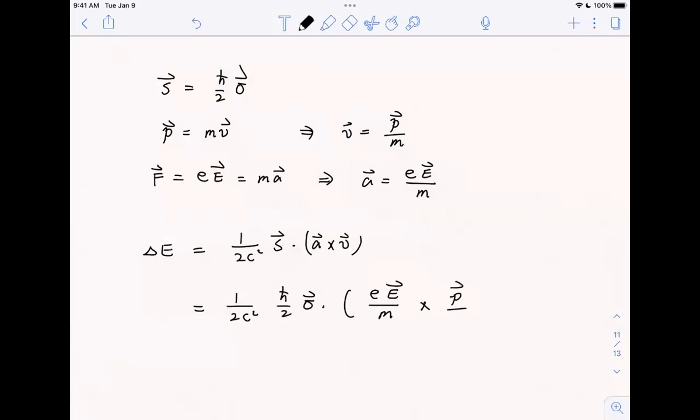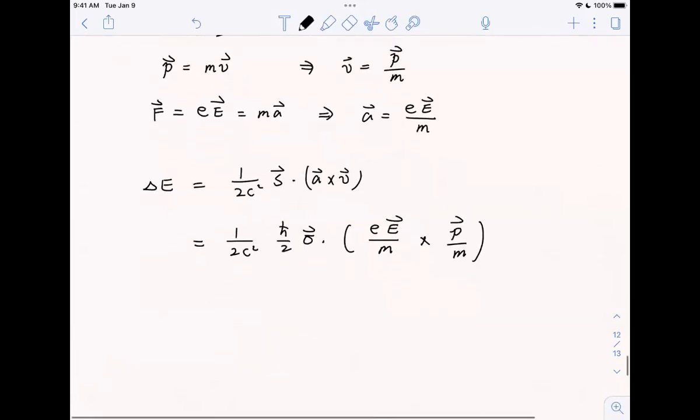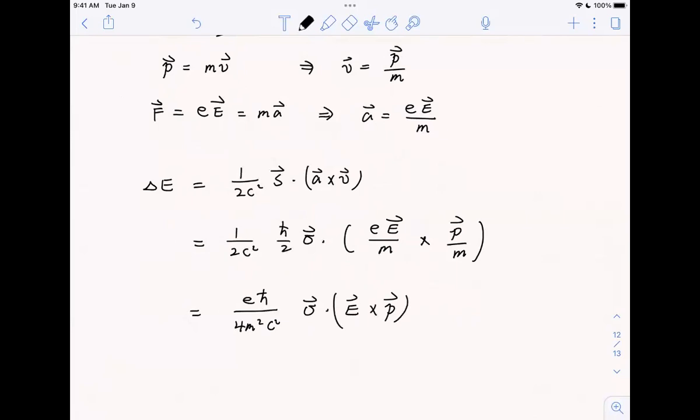And then you have P. So eventually you get E H bar over 4M square E cross P. And this is the Thomas precession term in the Dirac equation. Okay, so it is the energy of a precession due to a relativistic effect.